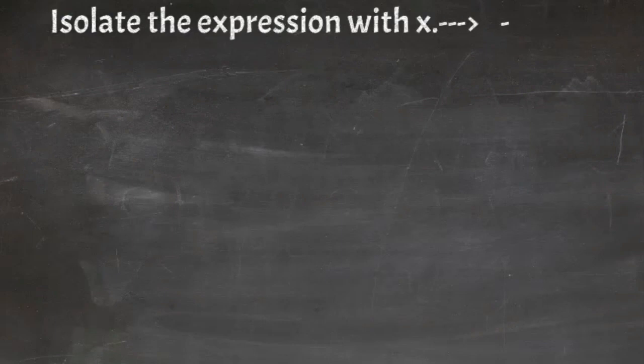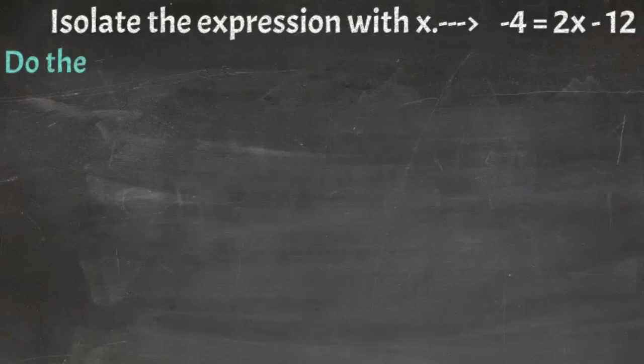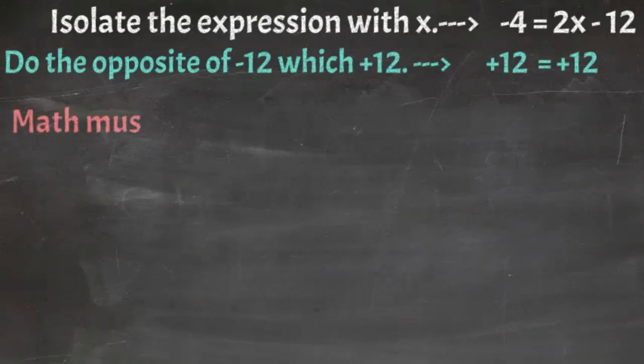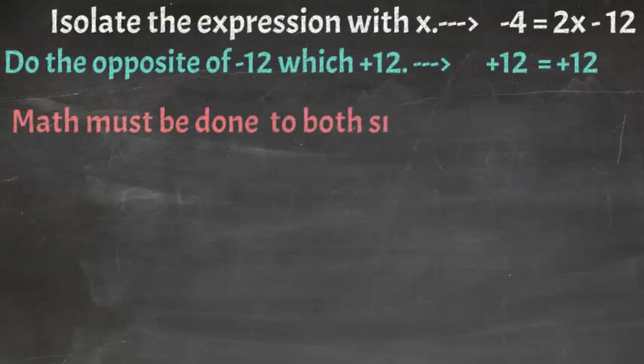Isolate the expression with x. So we get the expression is negative 4 equals 2x minus 12. That's the equation. So we do the opposite of subtracting 12, so we can isolate the expression with the x in it. So we add 12 to both sides. Math must be done on both sides. There's the 12 on one side, there's the plus 12 on the other side.